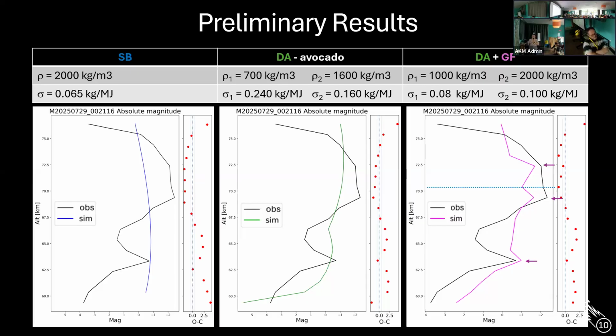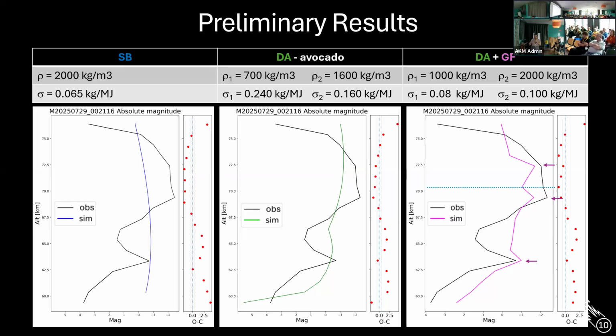So then we moved on to the combined model. Here we have some changes in the density, but more importantly, there are very, very big changes in ablation coefficient. Interestingly, the second one is larger than the first one, but this could actually be because the first one is the layer that also fragments, and the second one we just let it be like it is. So this could also be hiding some maybe continuous fragmentation.